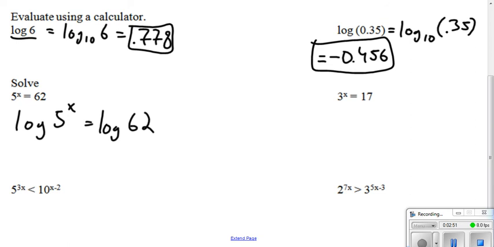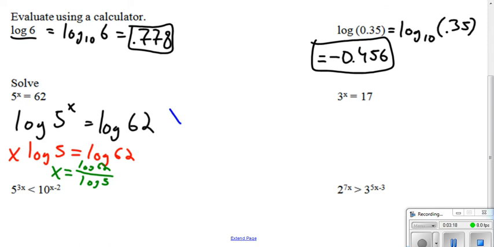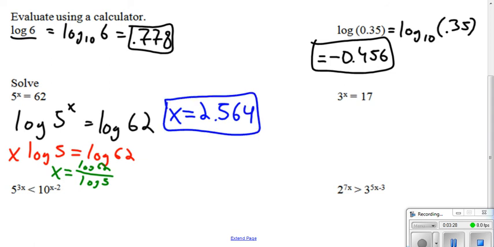Now from our properties, we can take the x and put it out front and say x times log 5 equals log 62. Now to solve for x, we just divide both sides by log 5, and we'd say x equals log 62 over log 5. Punch that into your calculator, log 62 divided by log 5, and we get that x is approximately 2.564. Again, thank goodness for those calculators.